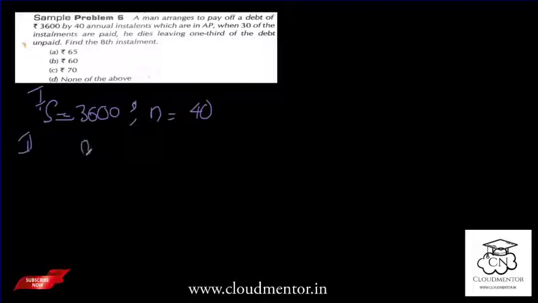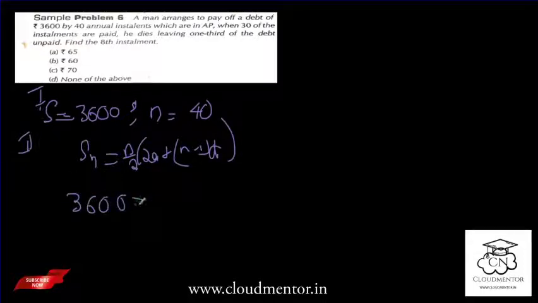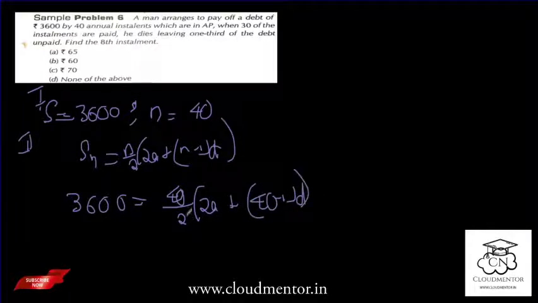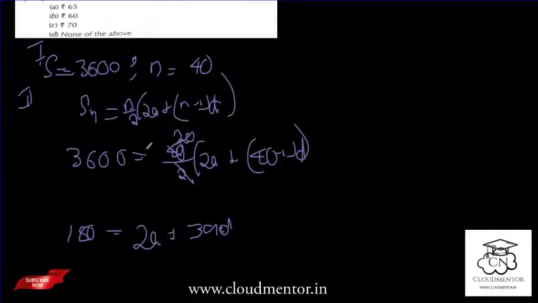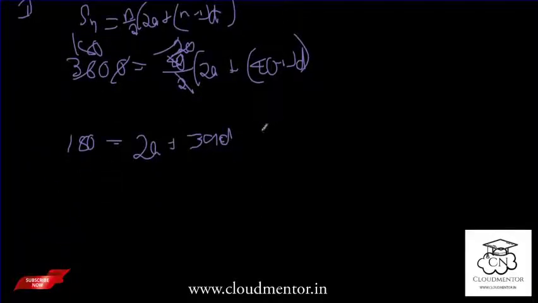And step two, using the formula Sn equal to n by 2 into 2a plus (n minus 1) into d. Giving the values, we get Sn, that is 3600, equal to 40 by 2 of 2a plus (40 minus 1) of d. Simplifying, we get 180 is equal to 2a plus 39d. Let this be equation number one.